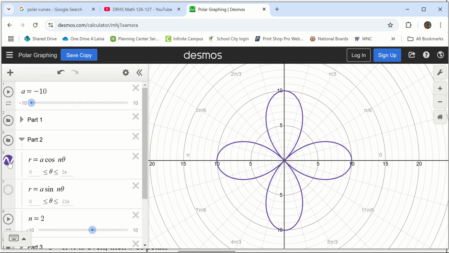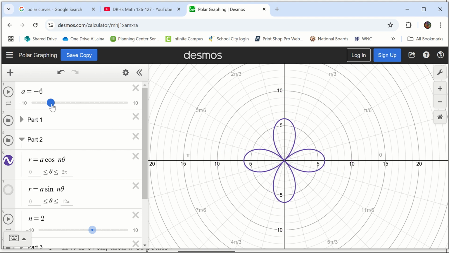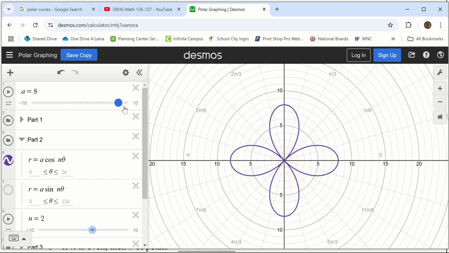Interesting. This is not a circle anymore. So this is r equals a cosine of n theta. And this one, A is up here as a slider, and I can change what A is, which we will, and then N is down here. So right now N is 2. This is negative 10 cosine of 2 theta. Well, let's change what A is. So if I change A, it changes.